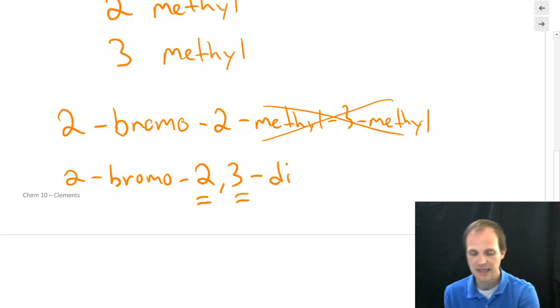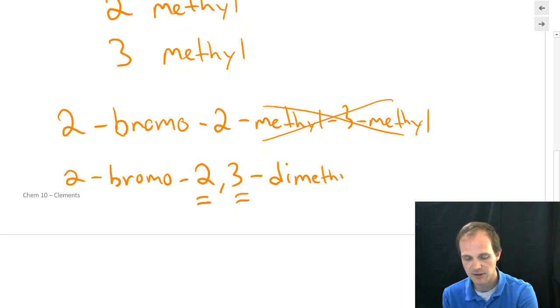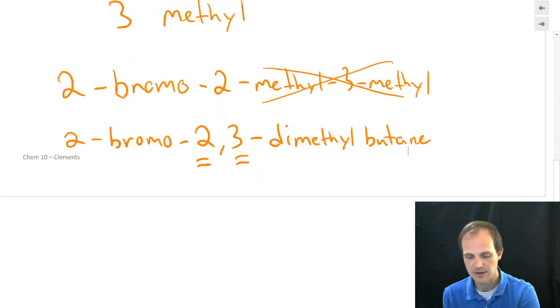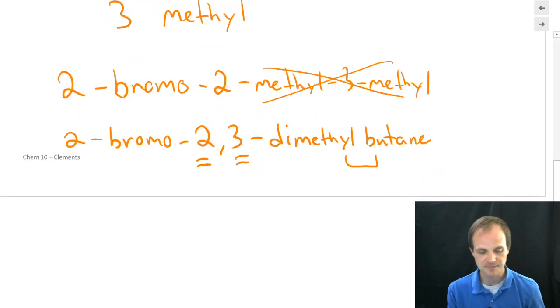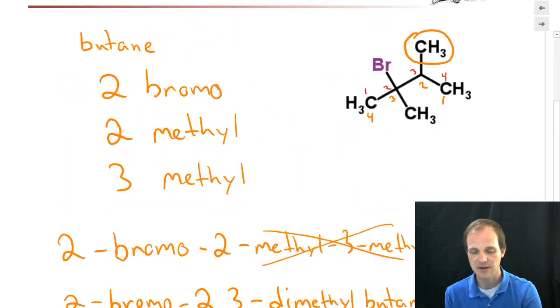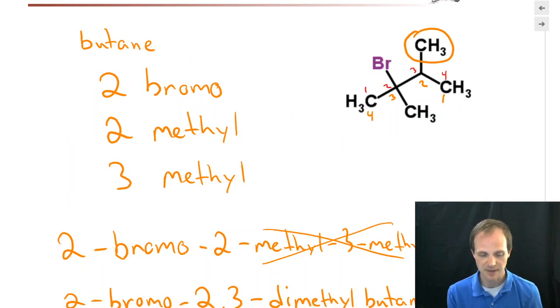So 2,3-dimethyl butane. And there is no space between the methyl and butane, even though it kind of looks like one the way I wrote it. So 2-bromo, 2,3-dimethyl butane. When we say it out loud, we don't say the dashes, and we don't say the comma. We don't say 2, 3. So 2-bromo, 2,3-dimethyl butane is how you name this molecule up on top there.